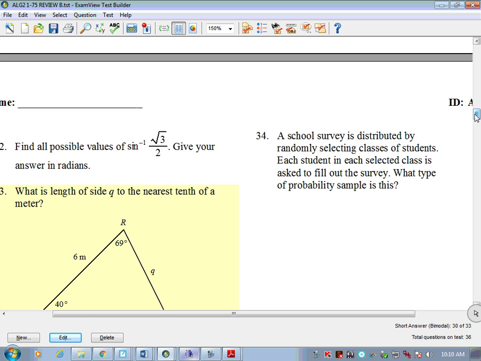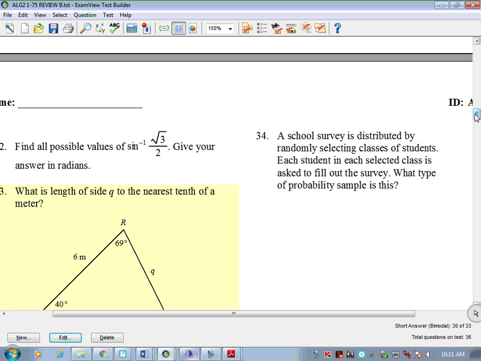34. A school survey is distributed randomly, selecting classes of students. Each student in each selected class is asked to fill out the survey. What type of probability sample is this? I mean, we've got cluster samples, we've got stratified samples, we've got simple random samples. I think it's a cluster sample. Okay. What's it say at the bottom?